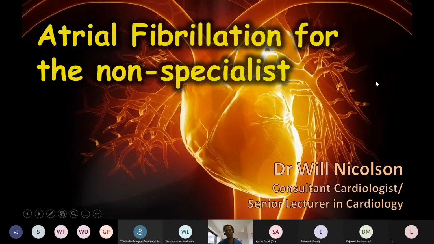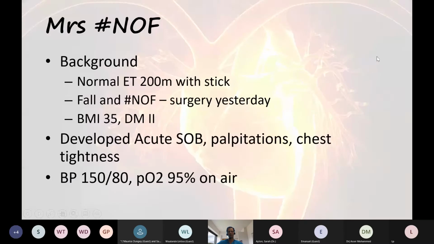An introduction to atrial fibrillation for the non-specialist. I'm going to present two quick cases, and then I'm going to talk to you about how you manage atrial fibrillation, and hopefully these cases will cover the broad spectrum of what we might expect to see.